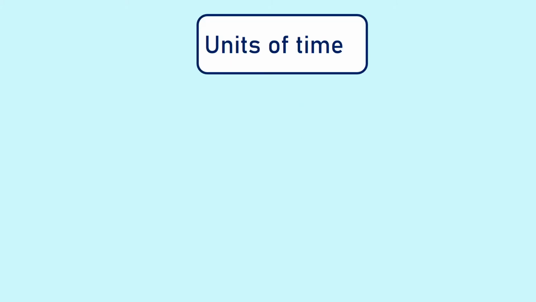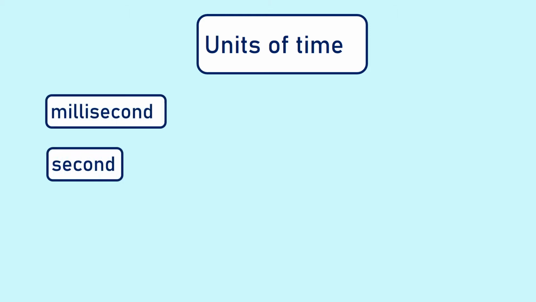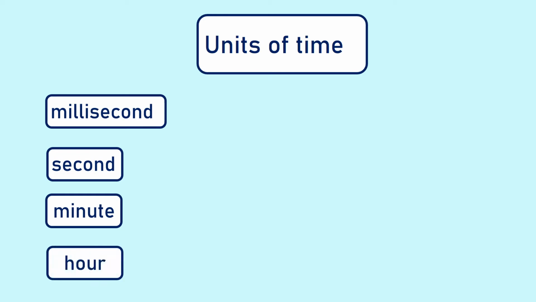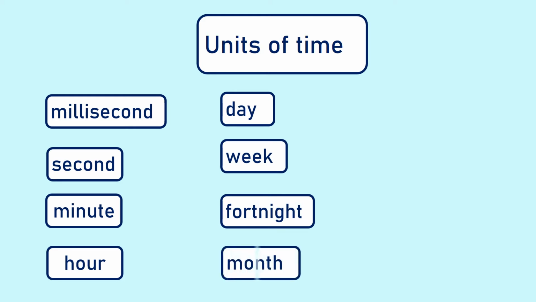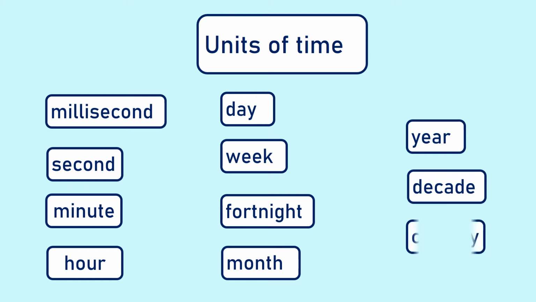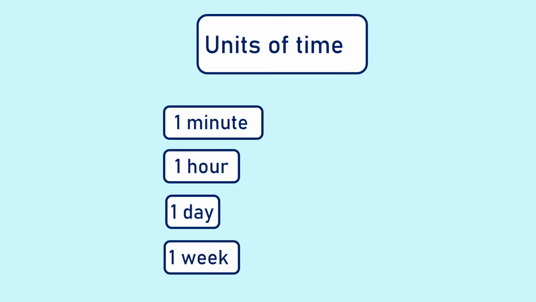There's a lot of units for time, as you probably know, including millisecond, second. Just have a look at them as they come up. They're going in order of size: day, week, fortnight, month, year, decade, and century. So hopefully you're familiar with some of those. Let's have a look at how they compare to one another.